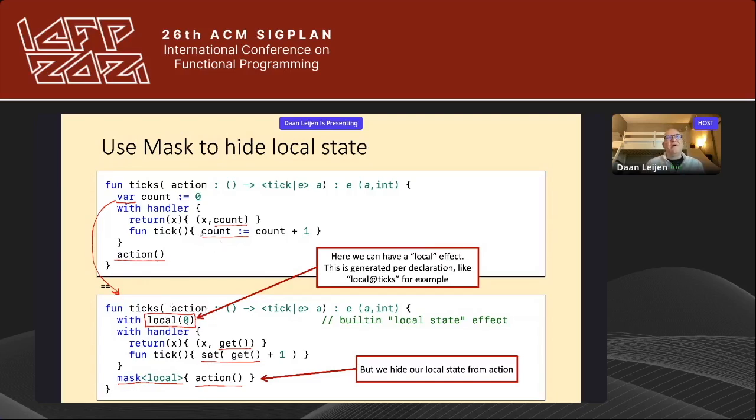At the moment, Koka actually uses rank 2 types, just like Haskell's runST, to do this. It's mostly because, what do you do if you have a whole bunch of variables, and how do you generate the right state handlers for each one? It's kind of a hassle. So we did it differently for now.